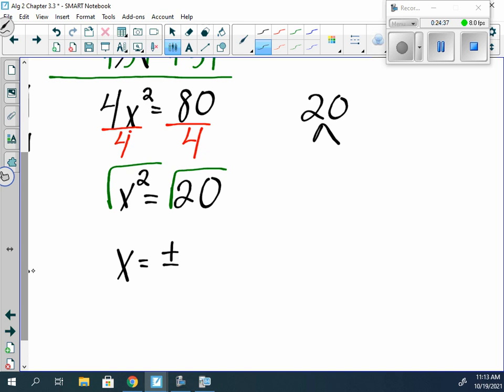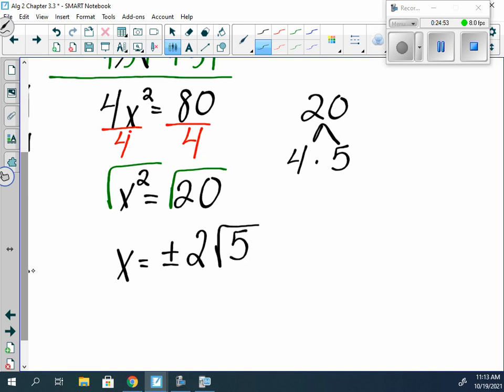But if we look at the factors of 20, well, 4 times 5 is 20, yes? Can I take the square root of 4? Square root of 4 is 2, square root of 5.